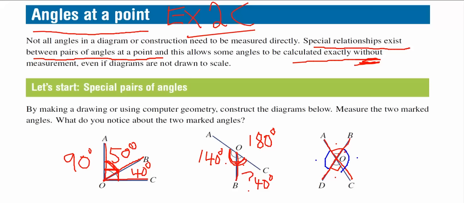Sometimes you're not given enough information, you can't calculate it. Never, for these types of problems, pull a protractor out and try and measure it. The diagrams may not be drawn accurately, may not be drawn to scale, so the protractor will make no difference. You've got to use your knowledge of different types of angles to find answers.